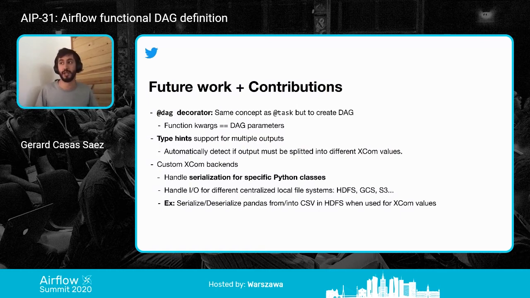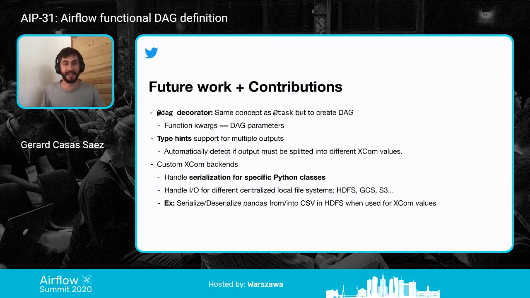Another thing is type hint support for multiple outputs. Right now you need to explicitly declare that the output is going to be multiple outputs, but you could do something similar to what Pandas does, which is to inspect the signature and check whether that is multiple outputs or not.